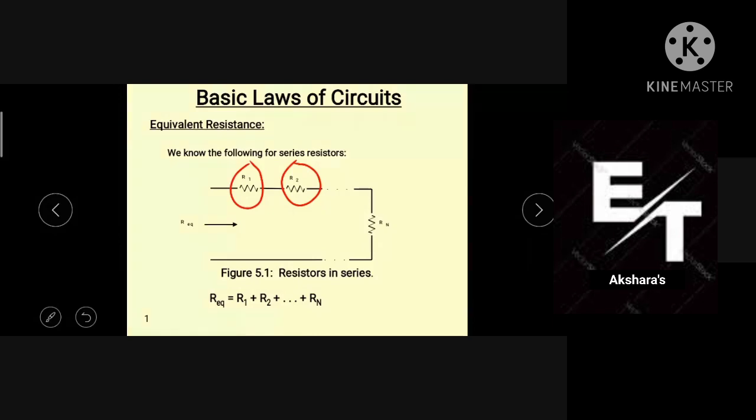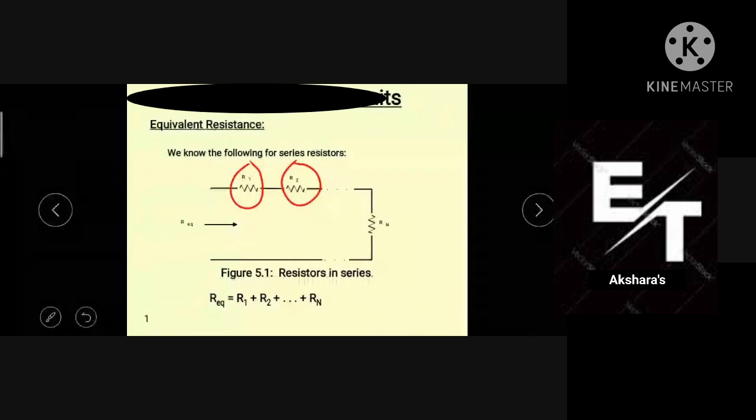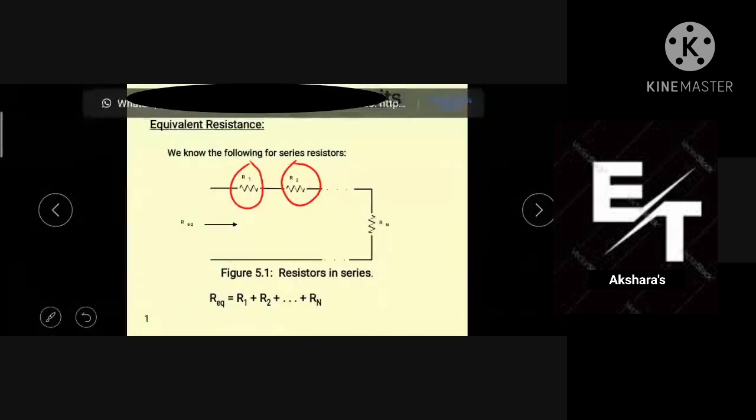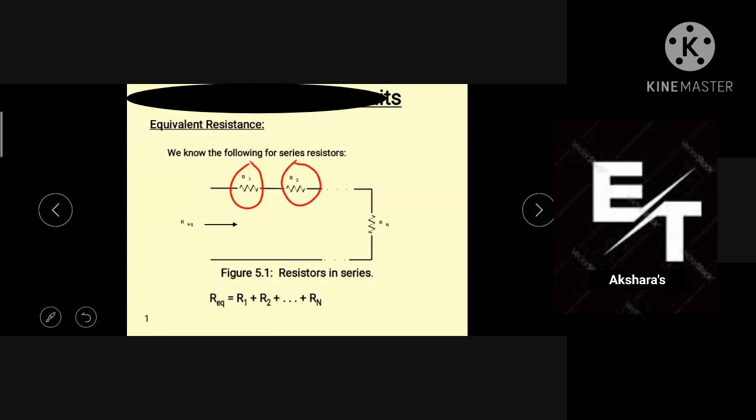But in this circuit, how many resistances are we using? A number of resistances. R1 is there and R2 is there, and so on up to Rn. These are all connected with a single line. This type of connection is called a series combination circuit. Now, what is the resultant of this circuit? That is the target for this topic, and it is called equivalent resistance.